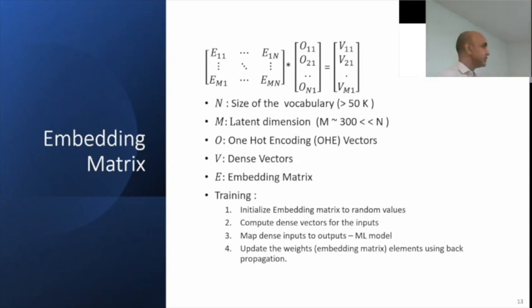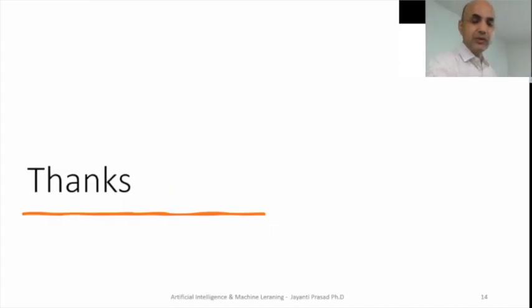Okay, but how will we do it? Training: initialize the embedding matrix to random values. That's the first thing you do. Compute the dense vector for the inputs, applying these weight matrices, and then map the dense input to output, whatever ML model you have, and then update the weights, the embedding matrix elements, using the backpropagation algorithm as we do. So here I close this presentation.